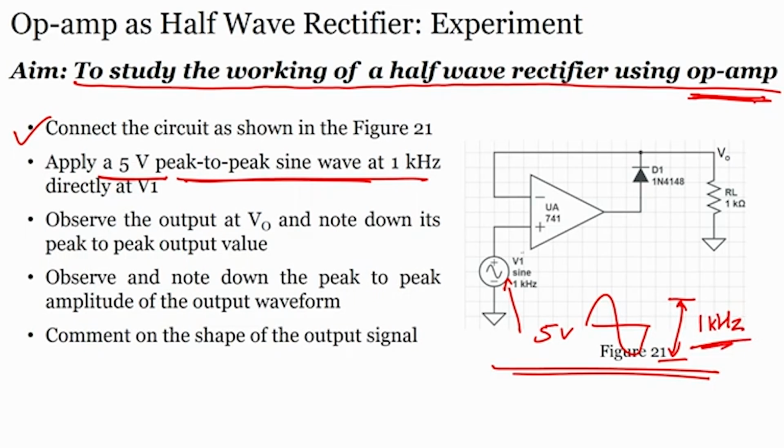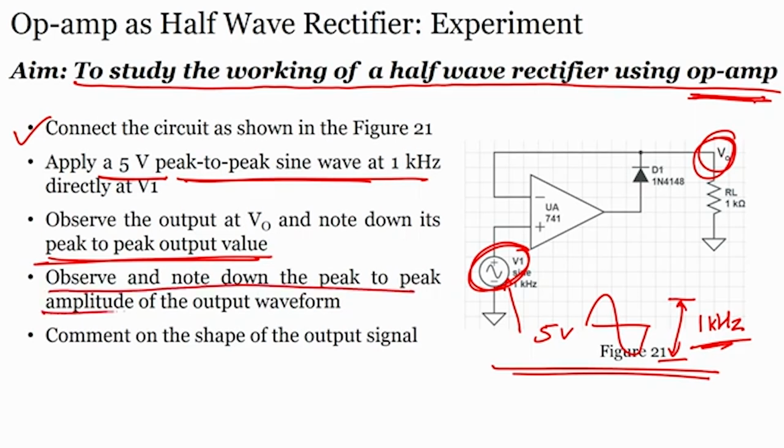Where do we have to apply? Apply at V1. Observe the output voltage VO, and note down its peak to peak voltage, very easy, right. What do you apply? Apply 5 volts at 1 kilohertz, observe the VO. Now, observe and note down the peak to peak amplitude of the output waveform. And then, as usual, comment on the shape of the output signal.